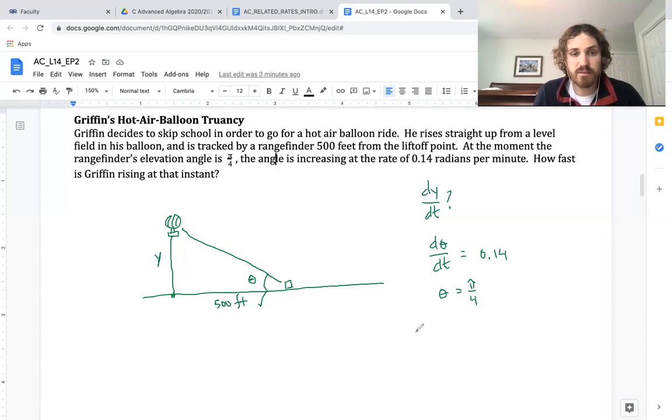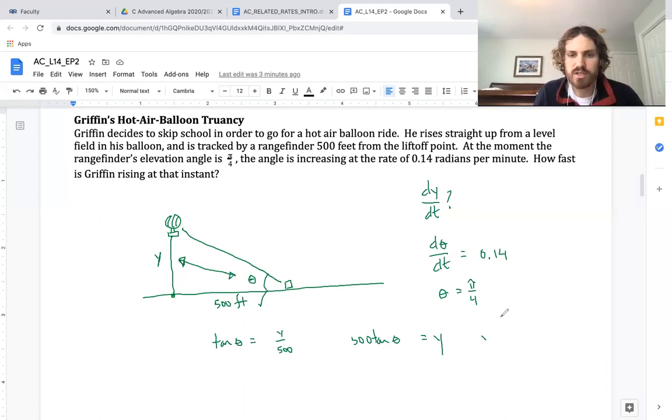And now we need an equation to relate these two variables. We need a static equation to relate these two variables. So if we can get a static equation to relate these two variables, then we'll be able to take the derivative with respect to time and plug in what we know. So a good equation to relate these two would be tangent of theta is equal to y over 500. Alternatively, we could write 500 times tangent of theta is equal to y.